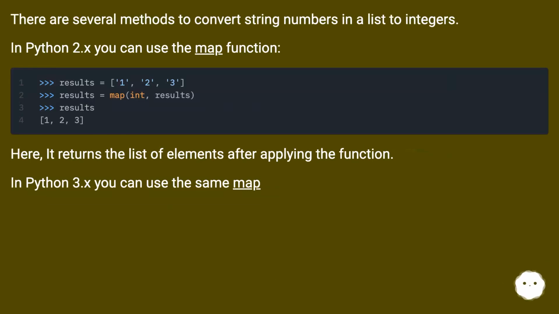there are several methods to convert string numbers in a list to integers. In Python 2, you can use the map function. Here, it returns the list of elements after applying the function. In Python 3, you can use the same map.